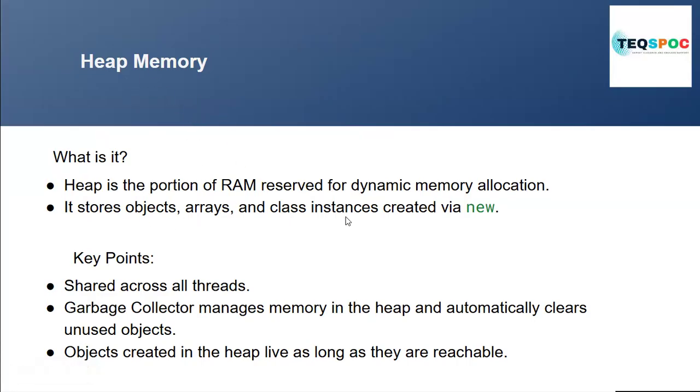Arrays will be stored, and class instances, that is objects, will be created in the heap memory. The key point is that it is shared across all the threads. Garbage collector management, that is memory management, happens in the heap and automatically clears all unused objects.